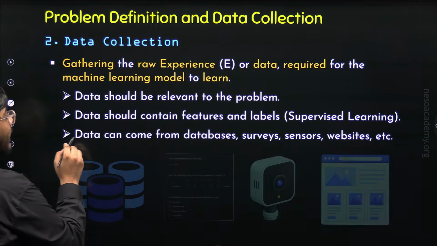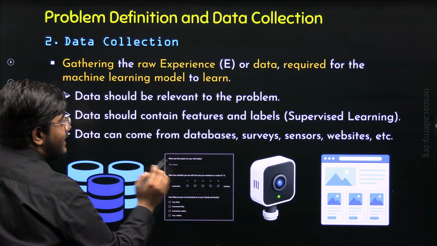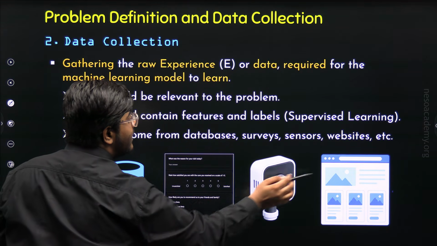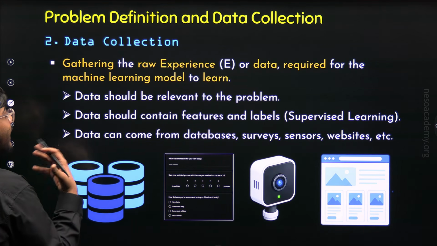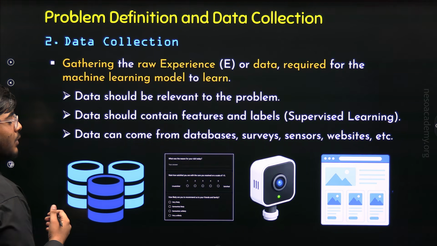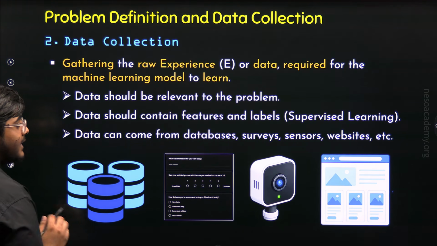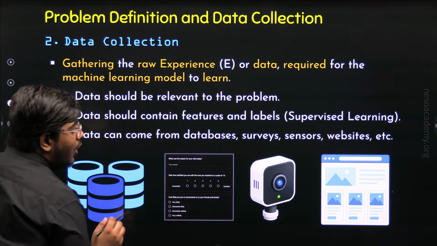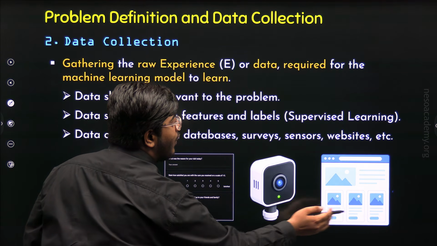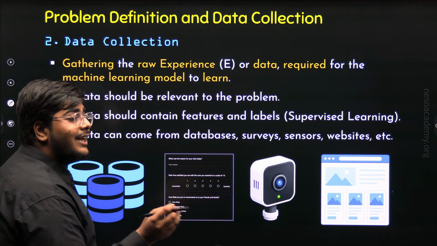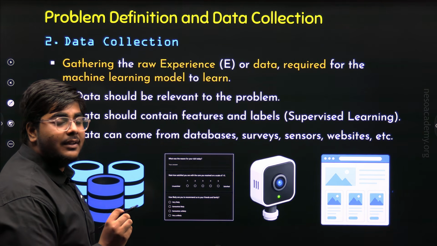Next point, data can come from databases, surveys, sensors, websites, etc., which means that data that we collect can come from multiple sources like companies' databases, surveys like Google Forms, sensors, and data can even be extracted from websites using a technique known as web scraping.